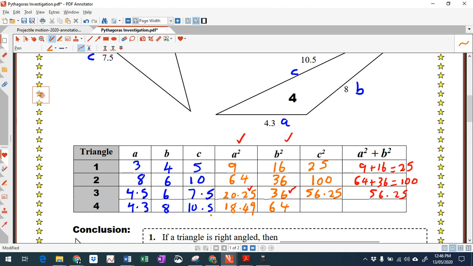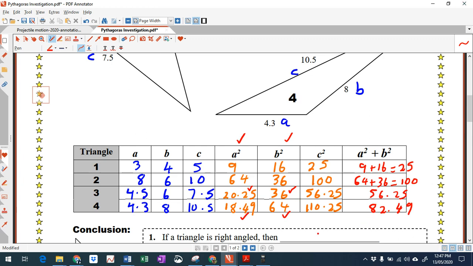C squared is 10.5 squared. So 10.5 squared on the calculator gives us 110.25. And then last of all, we're going to work out A squared plus B squared. A squared is here, and B squared is here. Add those two together: 64 plus 18.49, you get 82.49.